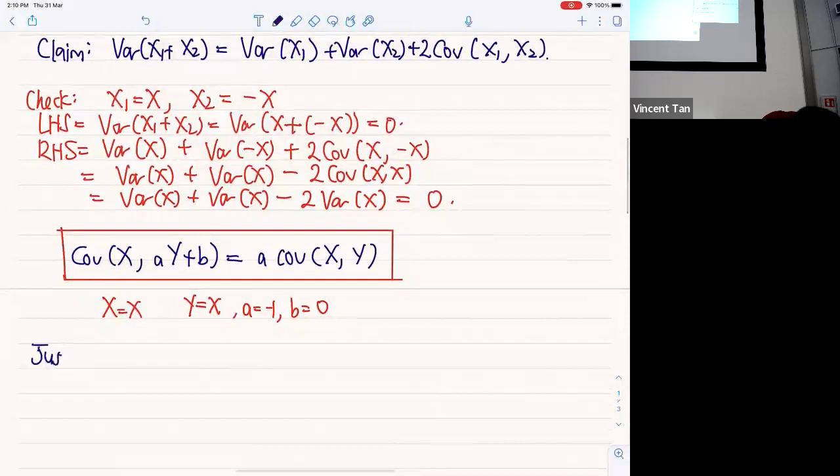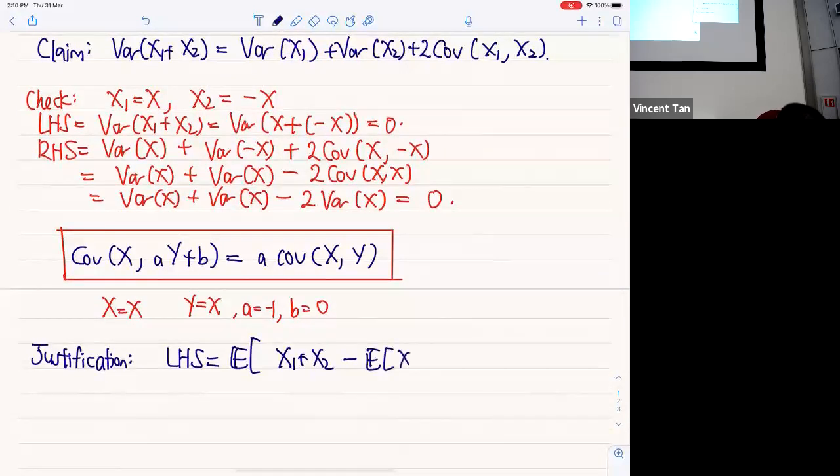So we still need to justify that formula because we just look at one particular example, which is not enough. So what we will do is the following. The left-hand side is the variance of x1 plus x2, and according to the definition is x1 plus x2 minus expected value of x1 plus x2 quantity squared. It's like this, okay?